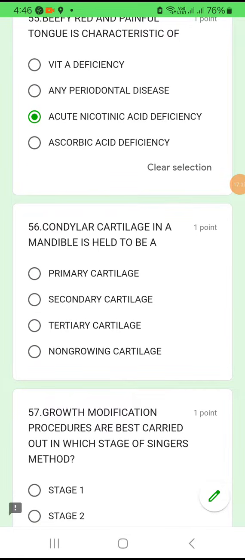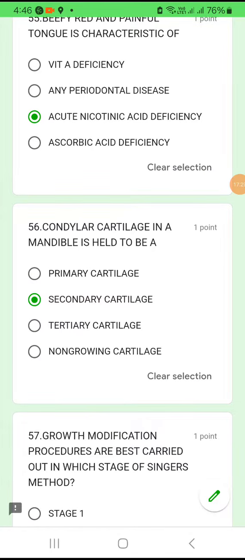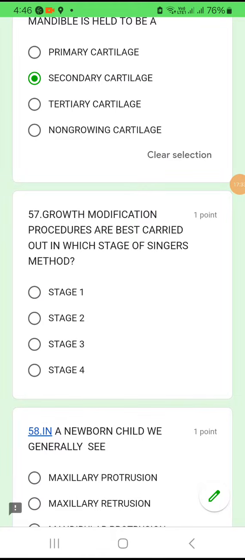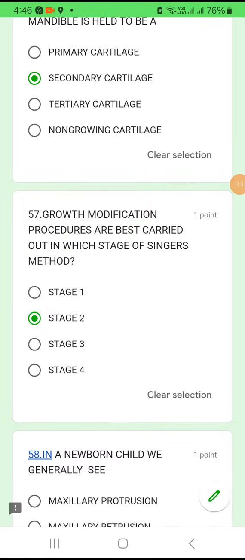Condylar cartilage in the mandible is held to be a primary, secondary, or tertiary cartilage? It is a secondary cartilage. Okay, condylar cartilage in mandible is held to be a secondary cartilage. Growth modification procedures are best carried out in which stage of Singer's method? It is carried out in stage 2.